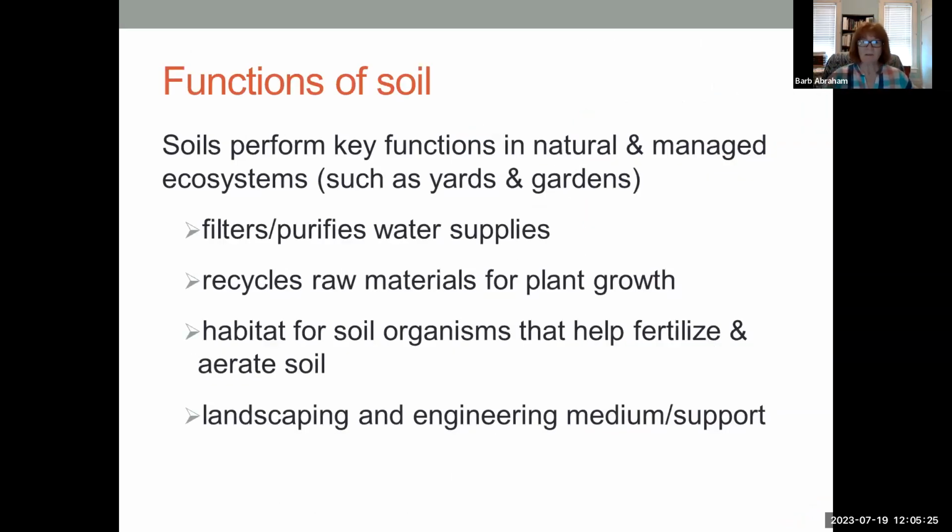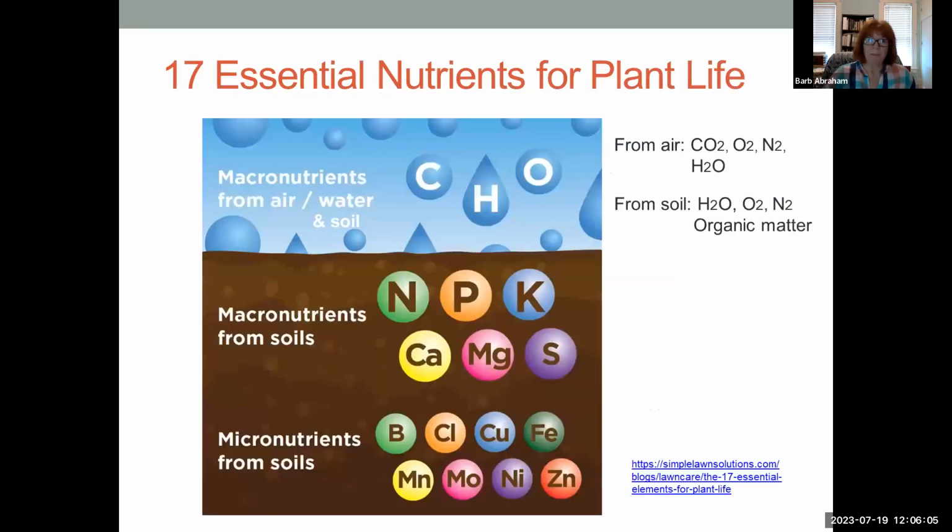Okay, so what does soil do naturally, and therefore what does it do for us? You probably know this already. It filters and purifies water supplies. It recycles raw materials with some help from the soil organisms, which are really part of the soil anyway. It is a habitat for those organisms that help fertilize and aerate the soil. We'll talk about ants in this connection later. And of course, it is the medium or the support that we put our plants in and that our engineers put our buildings on, etc. So soil has a lot of different functions for people.